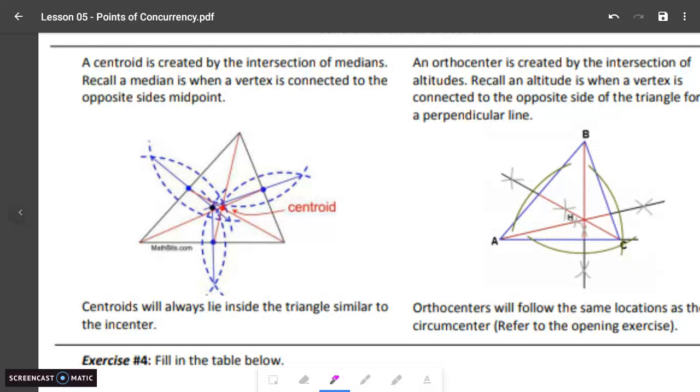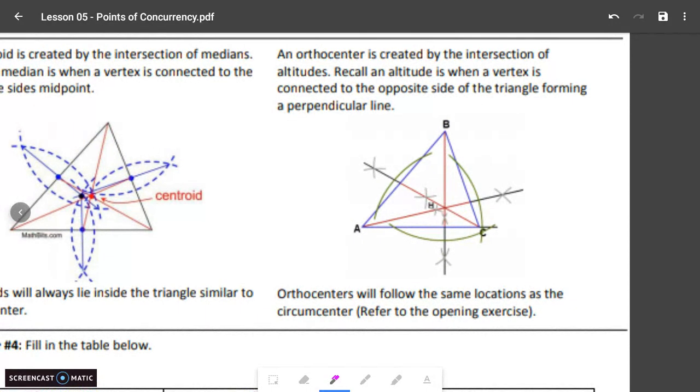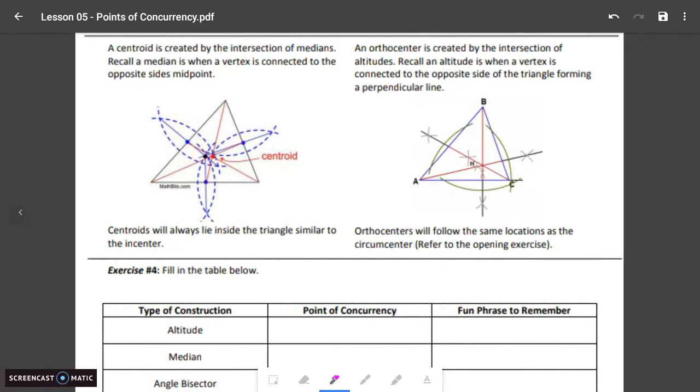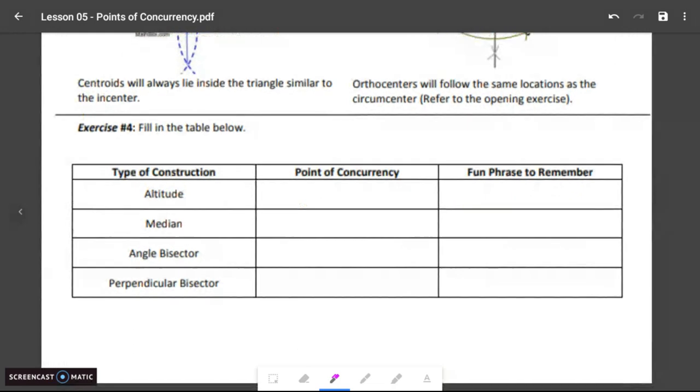So it is a little bit more. You have to do a whole median construction, so you do the median twice. So we're doing two perpendicular bisectors and two lines connecting. So we'll practice that more in class. Similar, we have an orthocenter, which is created by altitudes, which is two perpendicular lines. Like I said, we will practice that more further.